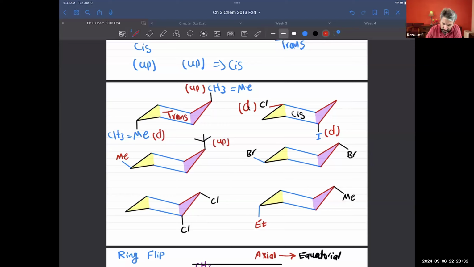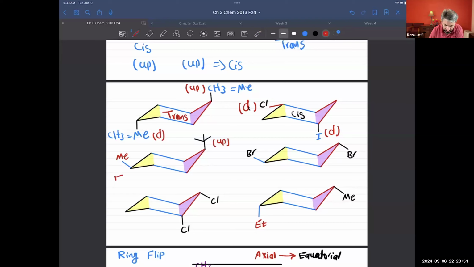Next, we have the tertiary butyl pointing up. And how about the methyl group? Let's figure it out. If the tertiary butyl is pointing up, then this one will be down. Hydrogen here will be in axial position, but pointing down. This one is going to be up, and the axial position will be down here. So this is equatorial position, but it's pointing up.